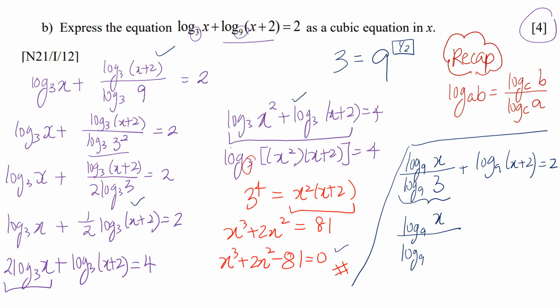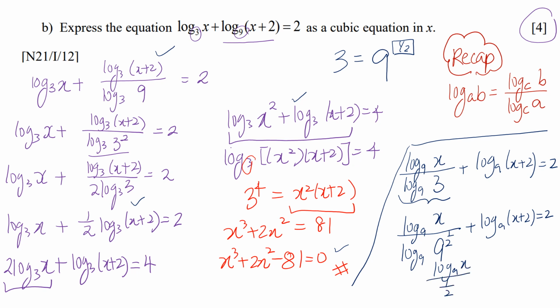That means square root 9. 9 to the power half means square root 9. Square root 9 gives you 3. So you have to write 3 as 9 to the power half. And then the next thing is to apply your power law, bring the half down. So you end up getting log base 9 x over half.